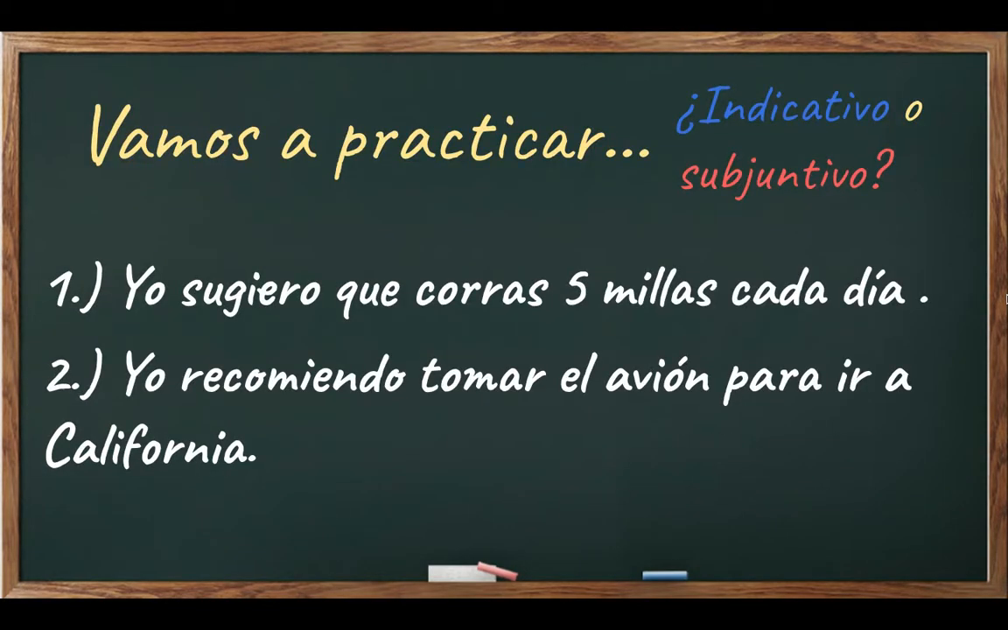Para repasar, yo sugiero que corras 5 millas cada día. That is using the subjunctive, and that's because it's a suggestion. I'm suggesting that you do something that I have no control over. Yo sugiero que tú corras. So you could say there is 2 subjects. You could also say that there's 2 verbs, and you could also say that there's a que, right? So that has all 3 parts of the list that we went over.